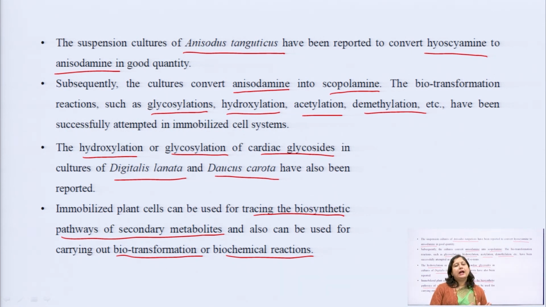We are replacing carbon 12 with carbon 14. We are replacing normal hydrogen with deuterium or tritium, and because it becomes radio labeled, we will understand what chemical reactions are taking place inside the plant cell. That is how we can understand the biosynthetic pathway, and we can even start inputting certain chemicals from outside to increase the biotransformation or biochemical reactions of our plant cells. All these processes are possible by immobilization of the plant cells.